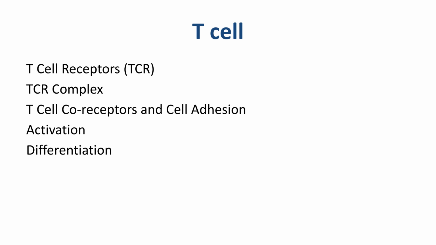T cells possess sophisticated molecular machinery for antigen recognition and activation. Understanding these components is essential for grasping how T cells function. The T cell receptor, or TCR, is the antigen recognition structure, consisting of alpha and beta chains forming a heterodimer.